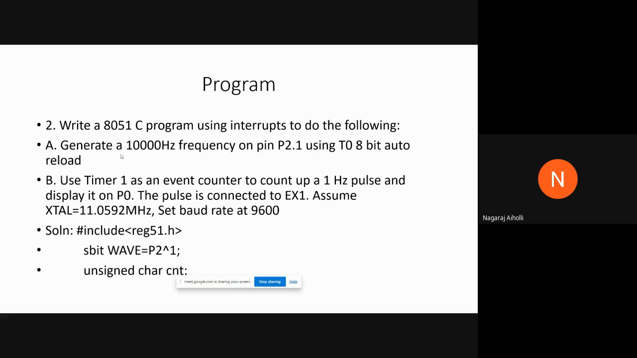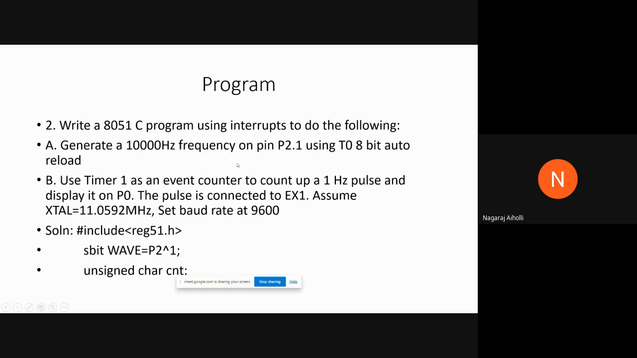Once we get the time period, T is equal to 1 divided by 10,000 Hz, then we have to take half of the time period, or T divided by 2. That gives T on or T off, the on period or off period of the square wave. Once we get T on or T off, then we have to find the time of machine cycle. Time of one machine cycle is given by 12 divided by crystal frequency, that is 12 divided by 11.0592 megahertz. If we do, it comes out to approximately 1.085 microseconds.